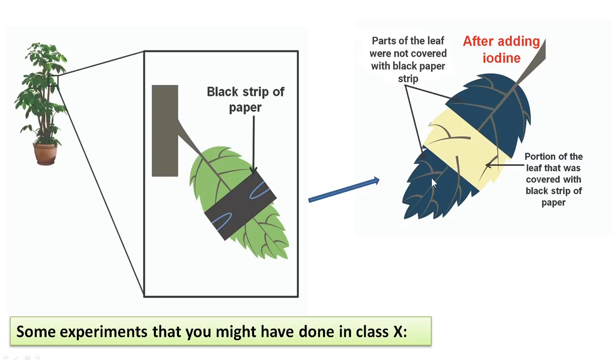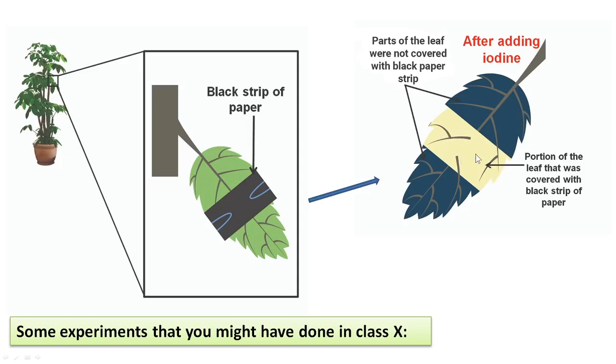The region exposed to sunlight becomes a bluish black color, which means the one which was exposed to the sunlight is showing starch test positive, right? The one which was covered, the portion which was covered by the black paper, does not show a positive starch test.